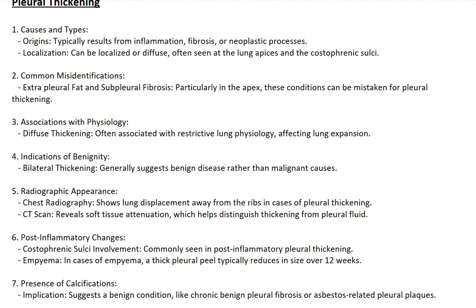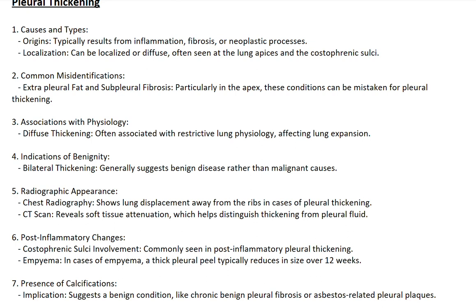Point-wise note on pleural thickening. 1. Causes and types. Origins. Typically results from inflammation, fibrosis, or neoplastic processes. Localization: can be localized or diffuse, often seen at the lung apices and the costophrenic sulci.